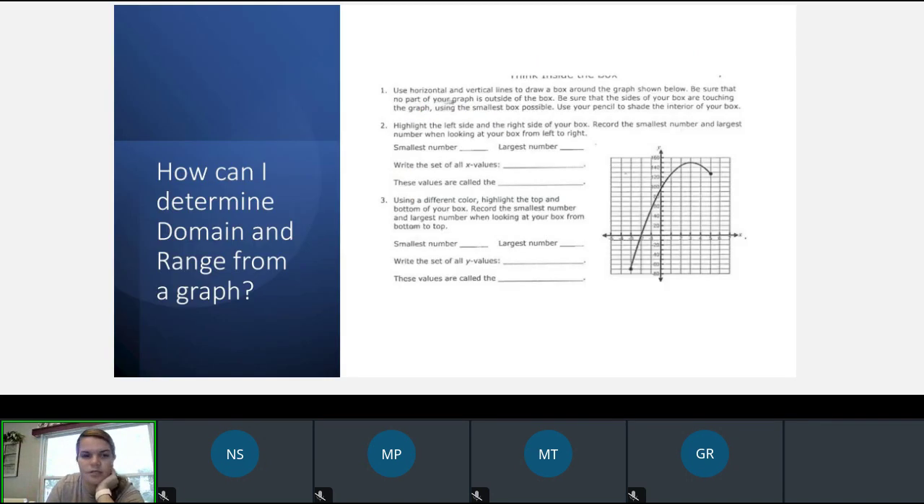Okay, so let's go ahead and talk now about how to determine domain and range from a graph of a quadratic. So this is just like a pretty lengthy method. You don't have to use this method, but I do think it's helpful to keep you organized. So step number 1 says use horizontal and vertical lines to draw a box around the graph that is shown below. So let's go ahead and do that. It says be sure no part of your graph is outside the box, and be sure the sides of your box are touching the graph using the smallest box possible. So let's go ahead and do that.